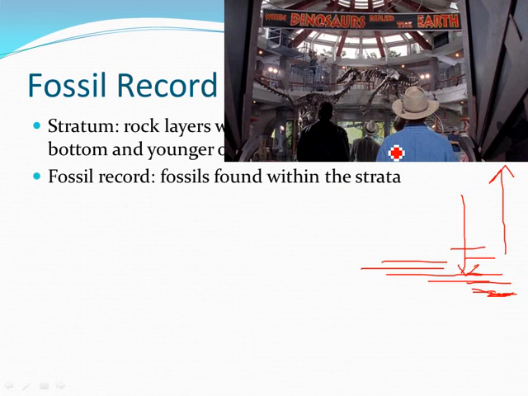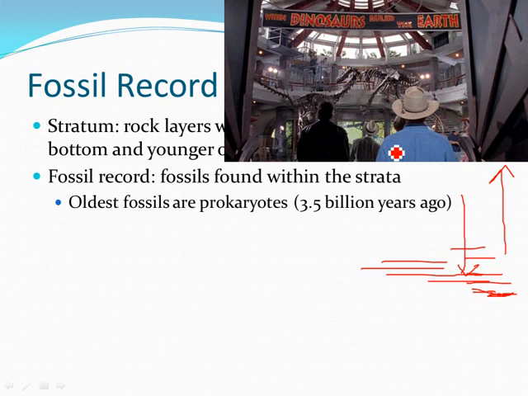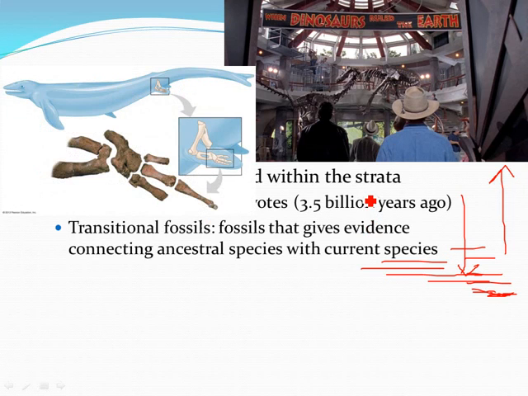And so we use the strata that we see within the rock layers to help us determine how old these fossil records that we find are. So the fossil record is just being able to find the fossils within those strata. The oldest fossils that we found are prokaryotes, and these follow our evolutionary trend, where the prokaryotes were the precursors to the eukaryotes. And you don't have to memorize numbers, but those that were found were approximately 3.5 billion years old.